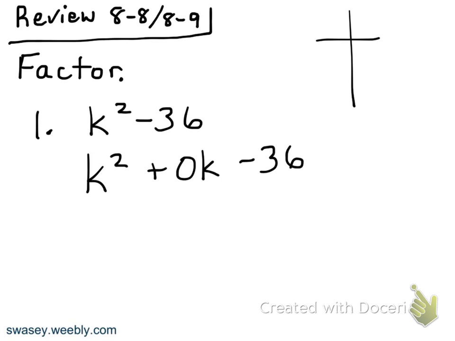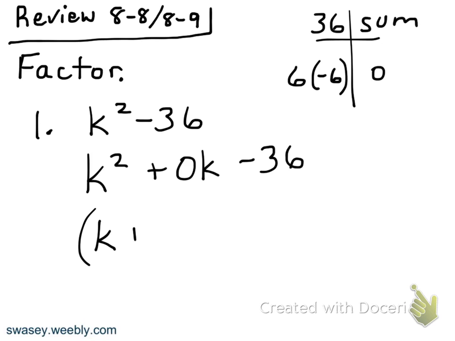So if you look at your factors of 36, eventually you should see 6 times negative 6. And the sum of 6 and negative 6 is 0. So this factors into k plus 6, k minus 6.